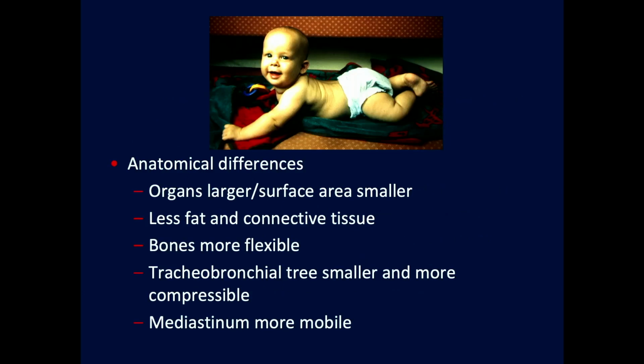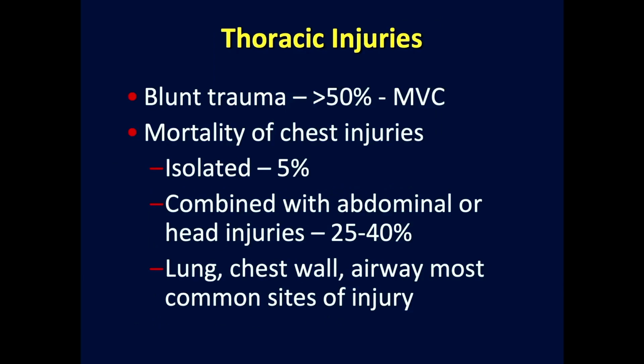Now, there are some anatomical differences in children that affect how we image them and how we think about what trauma is going to cause in children. Their organs are larger, they don't have a lot of fat and connective tissue to protect their internal organs. Their bones are a lot more flexible. Their tracheobronchial tree is more flexible and is smaller and more easily obstructed. And their mediastinum is mobile, which can really affect how it responds in a traumatic blunt injury.